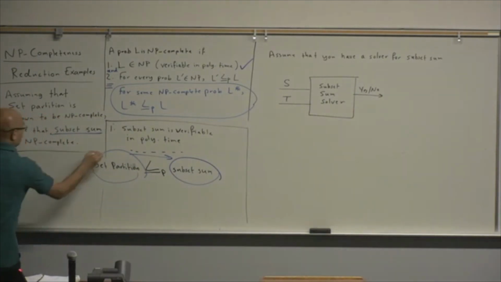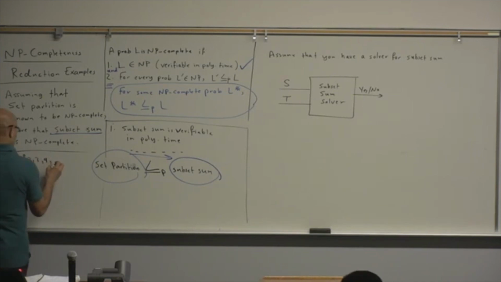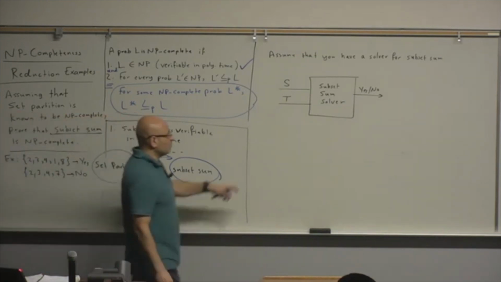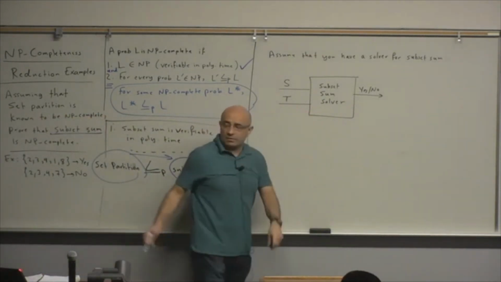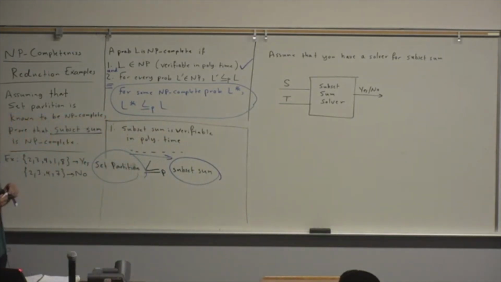So the examples are 2, 3, 4, 2, 3, 4, 1, 8. This should give me yes. And if I give it 2, 3, 4, 7, it should tell me no. So how do I use a subset sum solver to solve this problem? What set and what target should I give it?